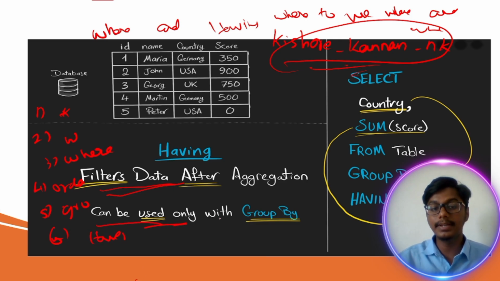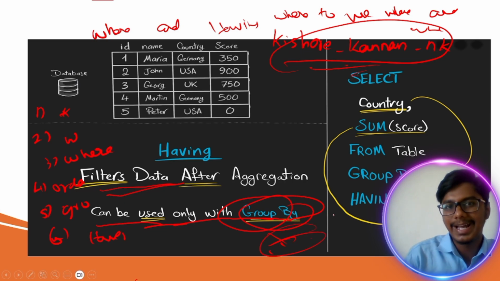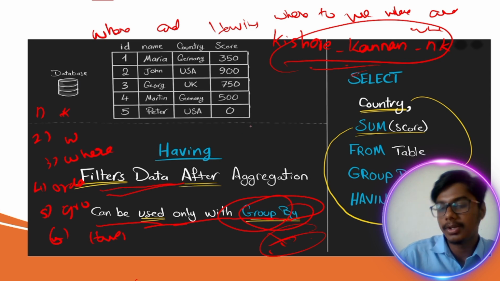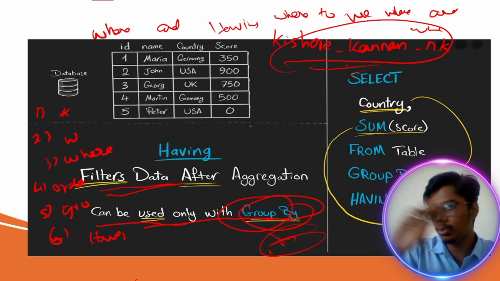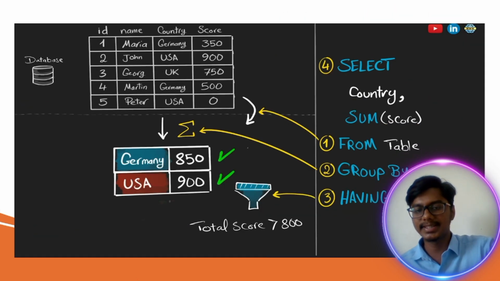HAVING can be used only with GROUP BY, very important. It filters data after the aggregation, so it can be used only after using GROUP BY. If you use GROUP BY, you can use HAVING. If you do not use GROUP BY, you do not use HAVING, right? That's the basic intuition. Now let's see how it works in the query.